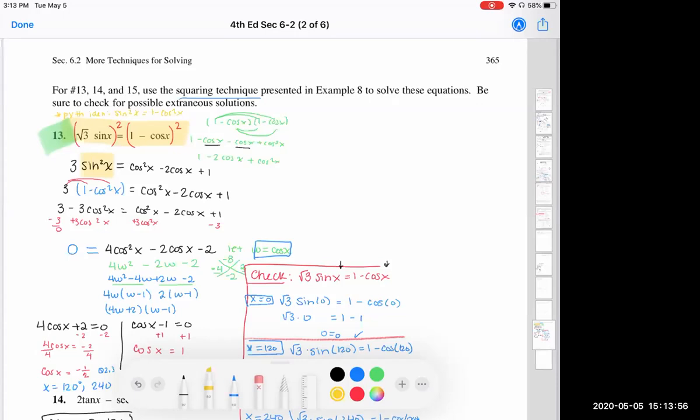Alrighty. Is there any other homework questions? No? All right. Well, this was 6.2. It's kind of tricky, so make sure you give it a try.